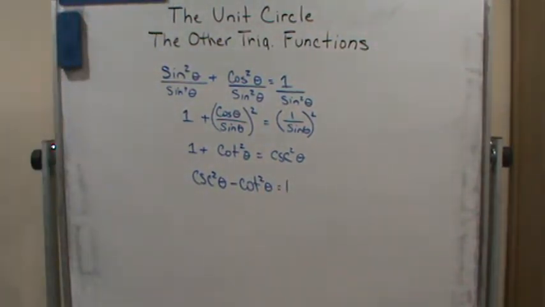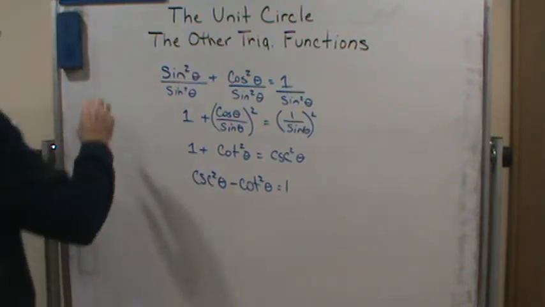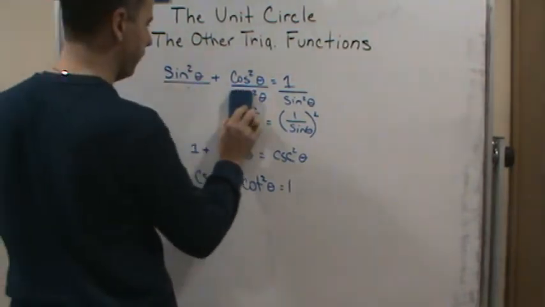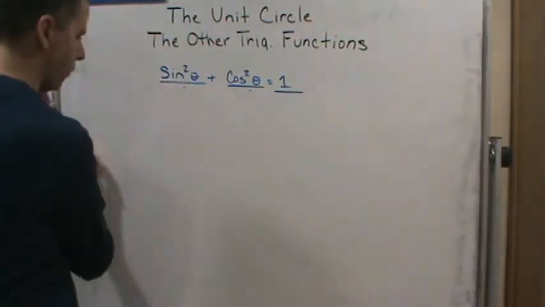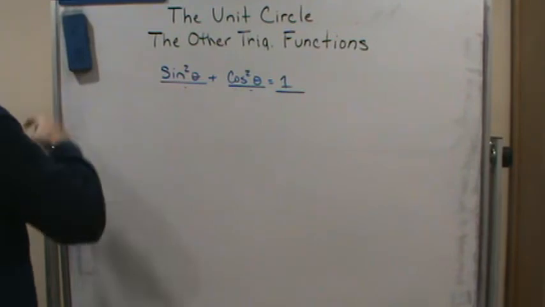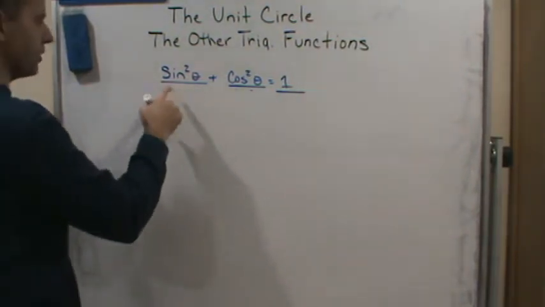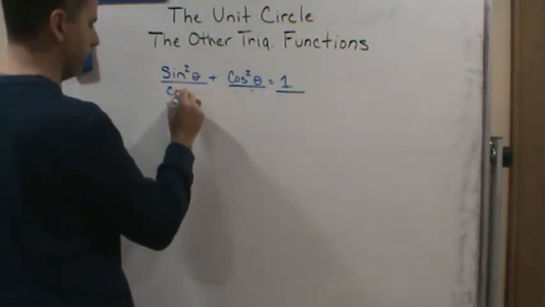Okay, so that's one of the forms. Now I can get the other form just by going back to the beginning and dividing everything by cosine squared theta. So let's do that.